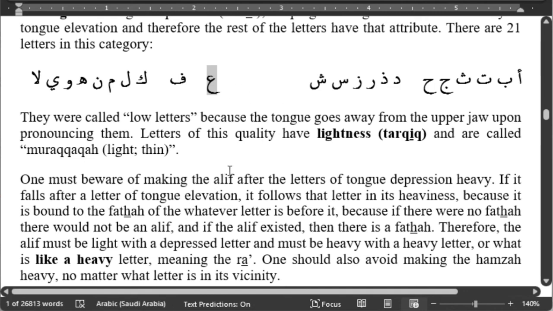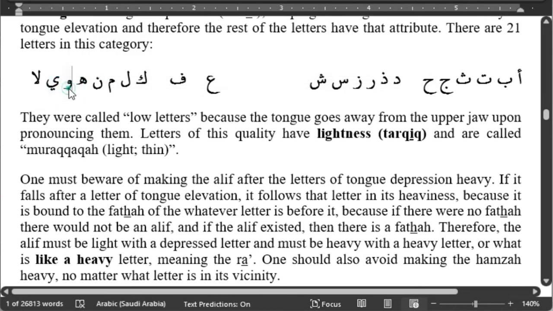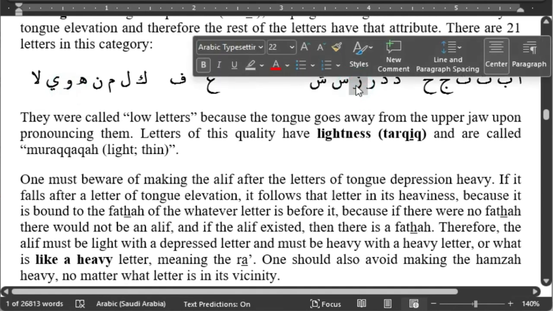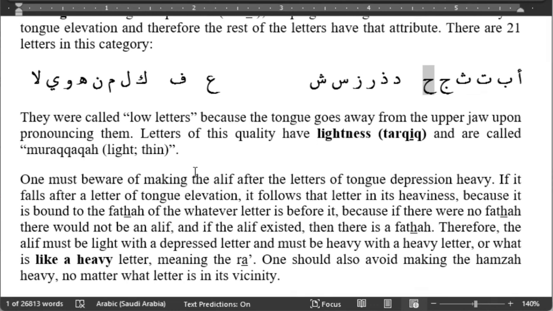Don't say oh. Wow is light. Don't say wow, say wah. Same thing, zay. Also, some people might have some challenge with the letter ha, and it might come out heavy for some people. They might say ha.